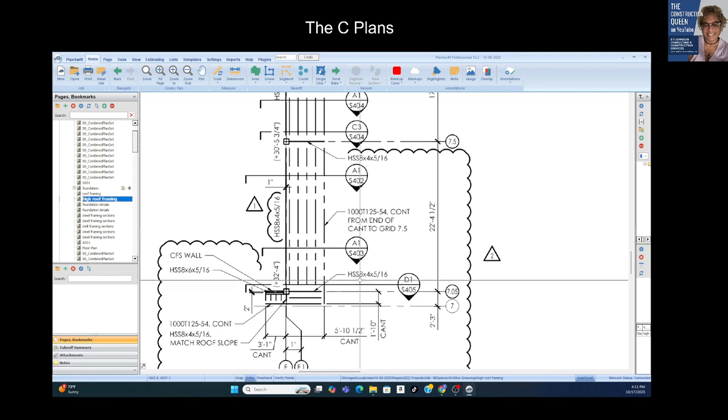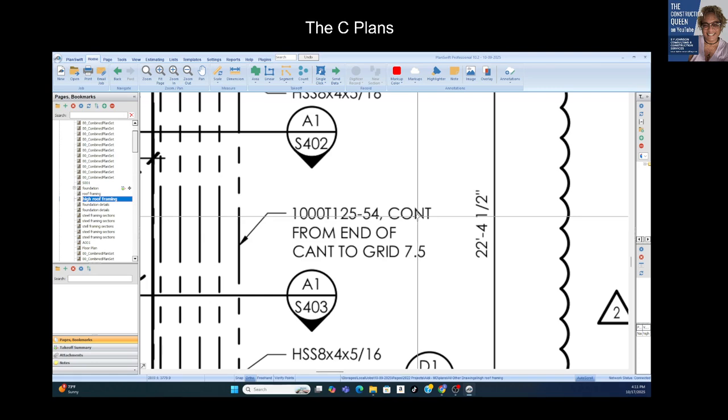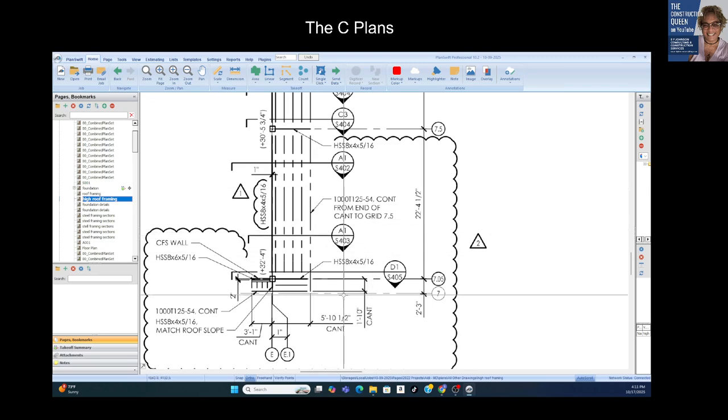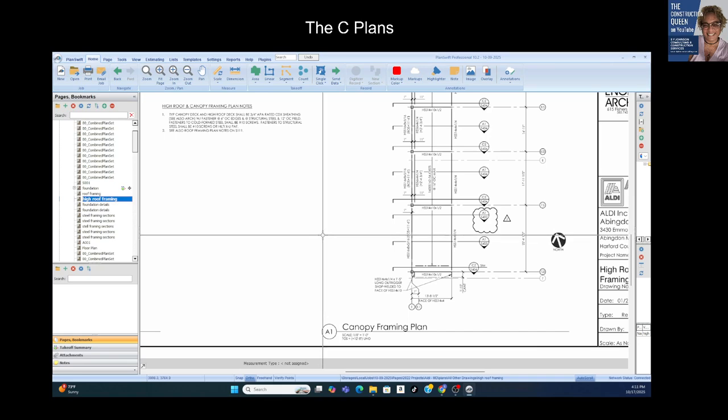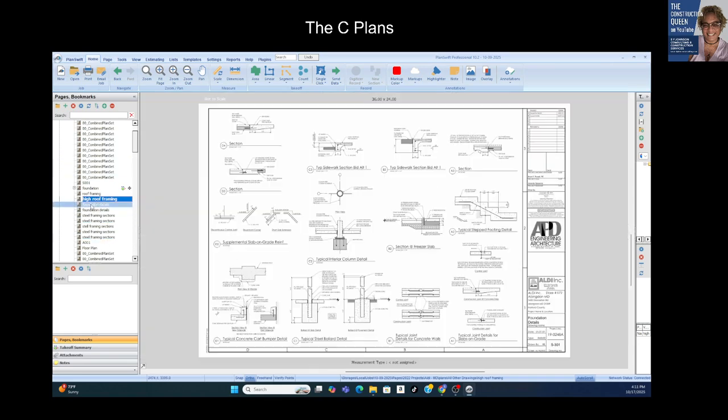Okay, so see, it says continuous from end of cant strip to grid 7.5. I'm sure that's what that means. All right, interesting for the structural set. Okay, and then more details.